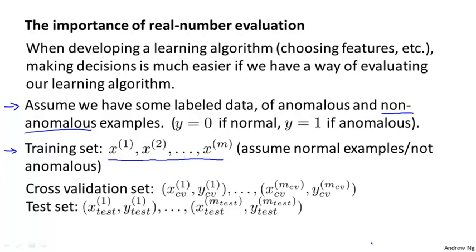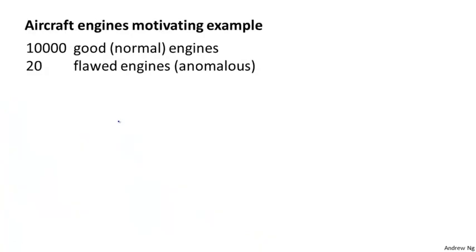So specifically for both the cross-validation and test sets, we're going to assume that we can include a few examples that are known to be anomalous. So in the test set, say, we'll have a few examples with y equals 1 that correspond to anomalous aircraft engines. So here's a specific example. Let's say that altogether, this is the data that we have. We have manufactured 10,000 examples of engines that, as far as we know, were perfectly normal, perfectly good aircraft engines.